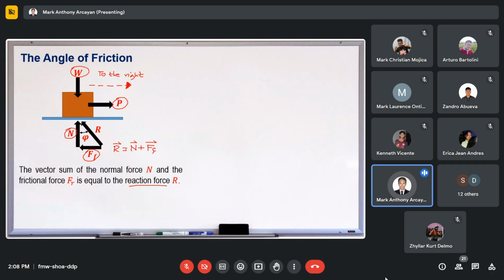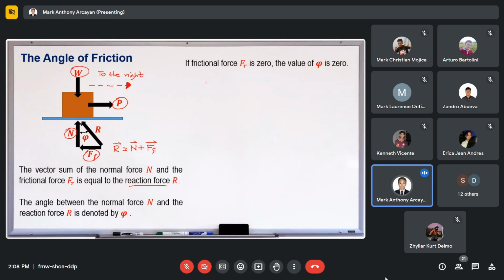So in the drawing we created a right triangle, meaning the reaction force is always the hypotenuse of this right triangle. Then in this right triangle, we have an angle phi, so the angle between the normal force N and the reaction force R is denoted by angle phi. Okay? Then there are cases for this. If the frictional force F_F is 0, then the value of phi is 0.